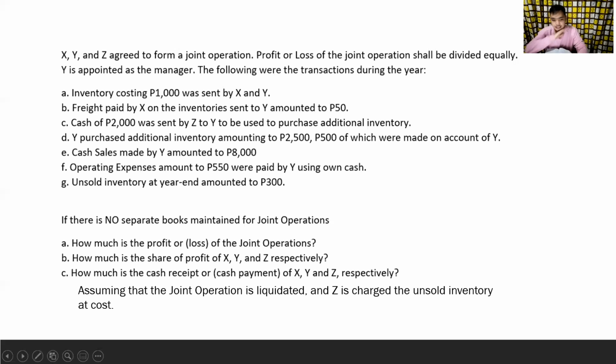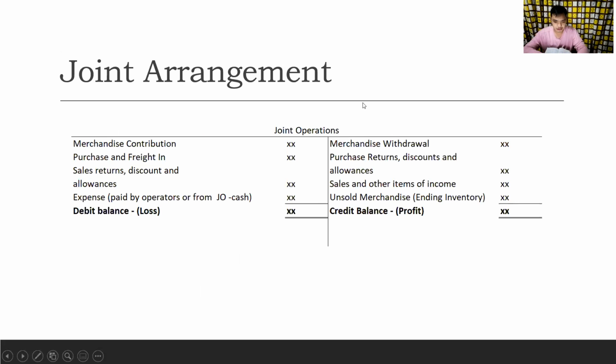So let's go back to our problem. As you can see, this is the problem. Assuming that the joint operation is liquidated and Z is charged the unsold inventory at cost. Again, recall the formula to be used.